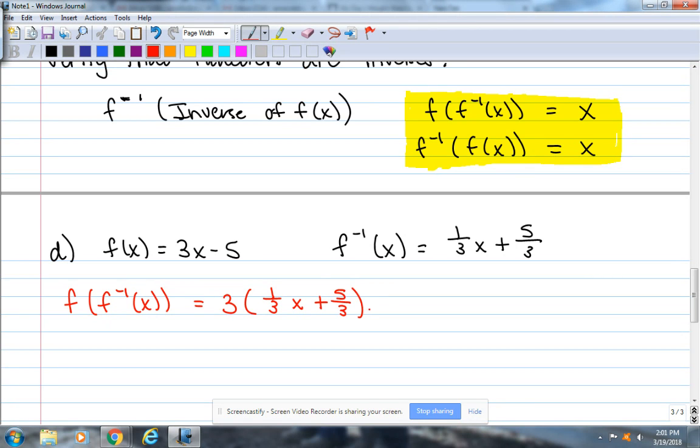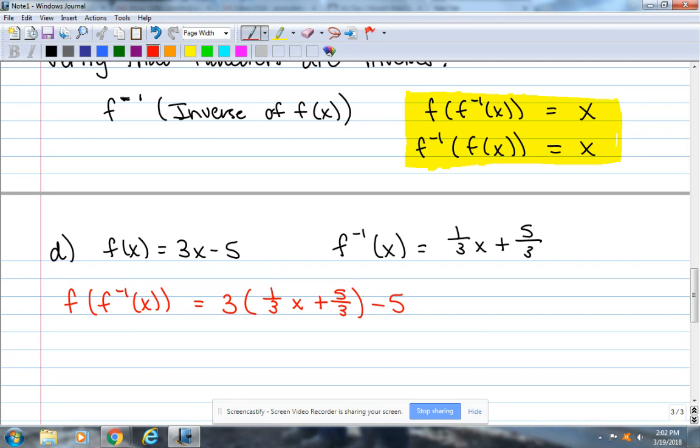And then I'm going to write the minus 5. So all the stuff in parentheses is where x was. Now I'm going to simplify this. If it simplifies to be just x, then yes, they are inverses of each other. You can't just say yes or no. Verify means you have to do the math and prove it.